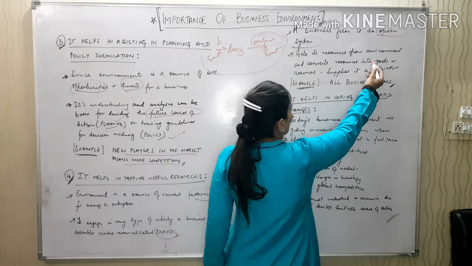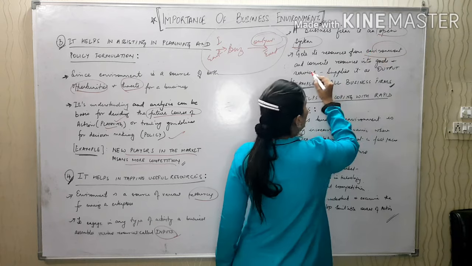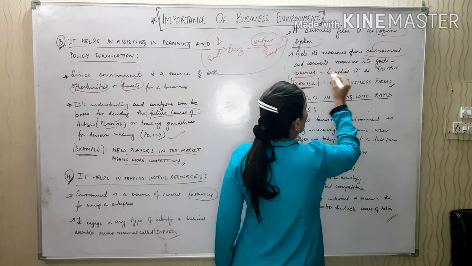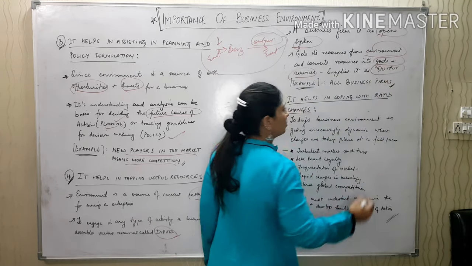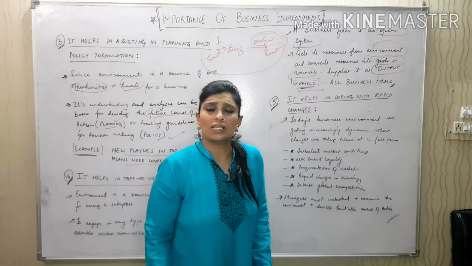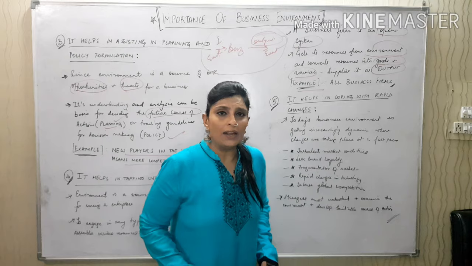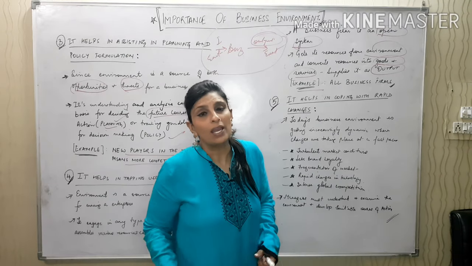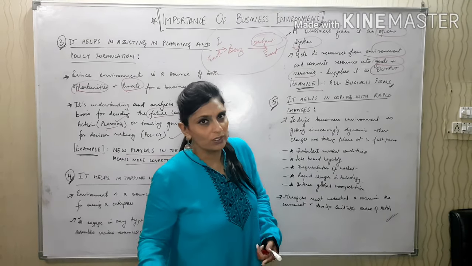So it gets its resources from the environment, and converts resources into goods and services, that is, supplies the output to the environment. So example kya hai? Koi bhi business firm le lijiye, sare ke sare resources environment se lete hain aur supply bhi environment ko karte hain. Wahan par suppliers hote hain, yahan par consumers hote hain.